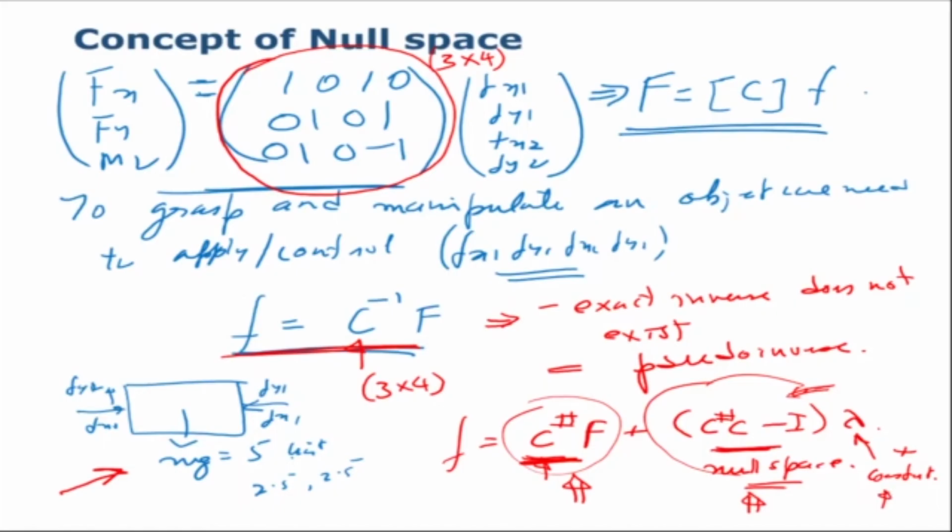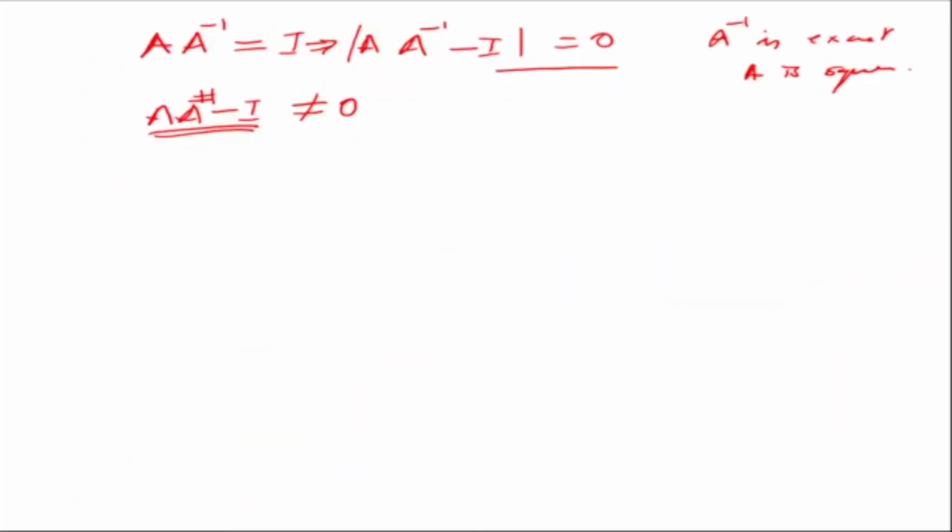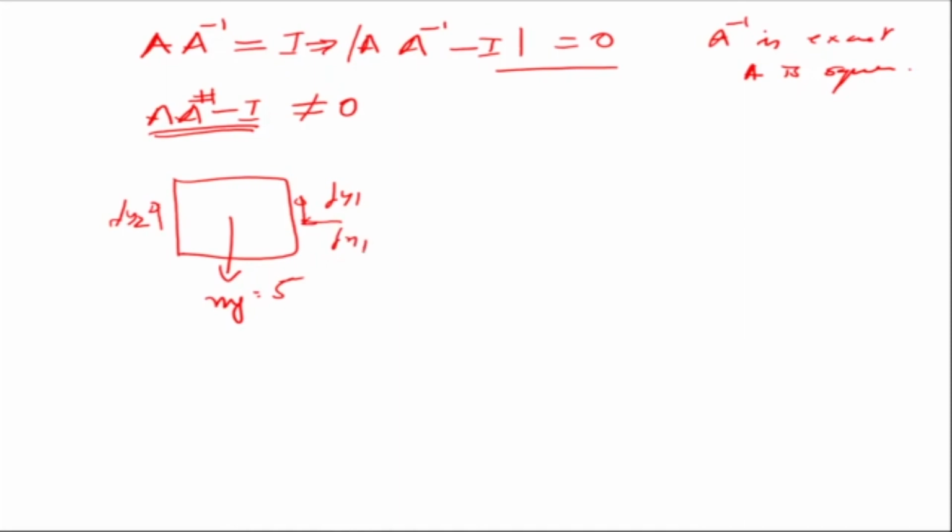How many? Infinite. So you have one basic solution, and then there are multiples of those solutions. Now please think about it. I just talked about catching this object which has mg equal to 5, and you said that the forces required are Fx1 and Fx2. Just by thinking, you tend to say that Fy is equal to 2.5. Okay, that is the basic solution.